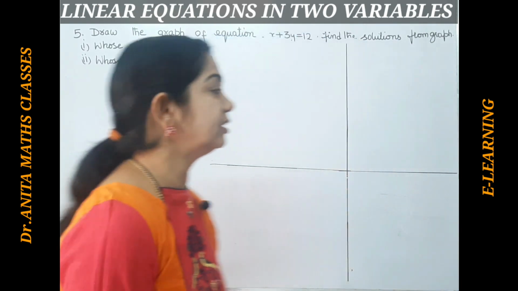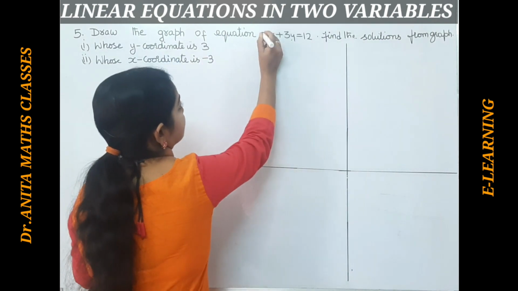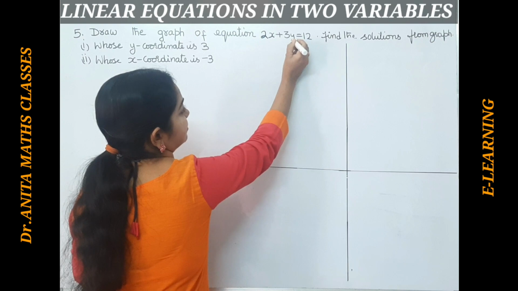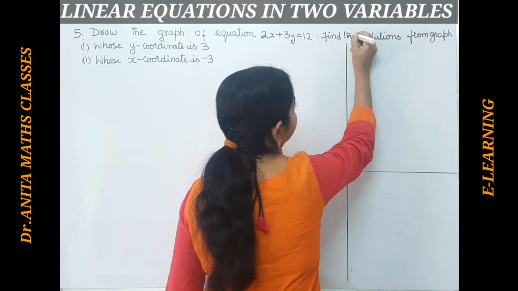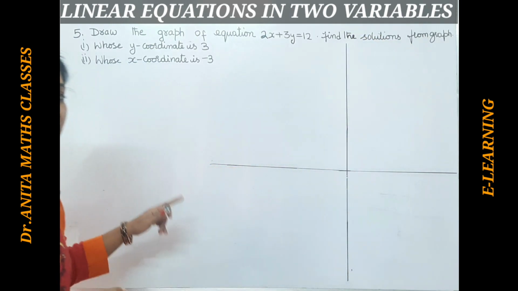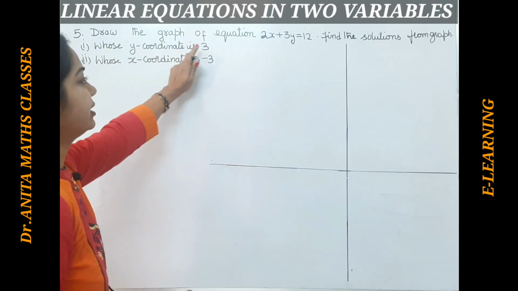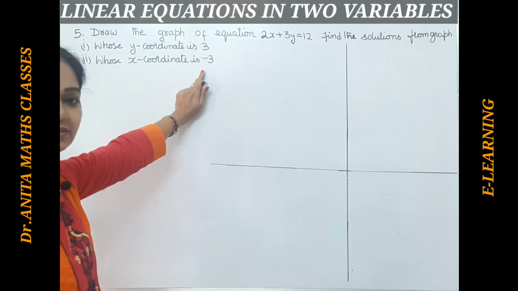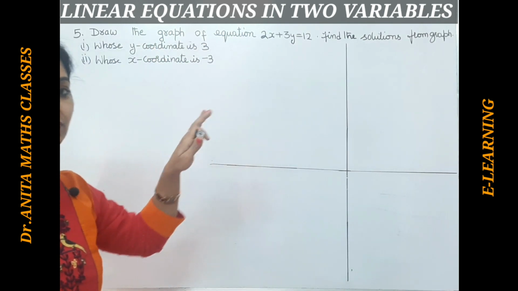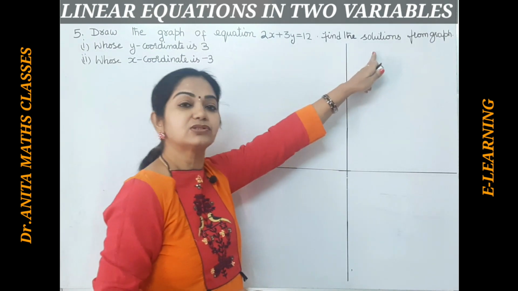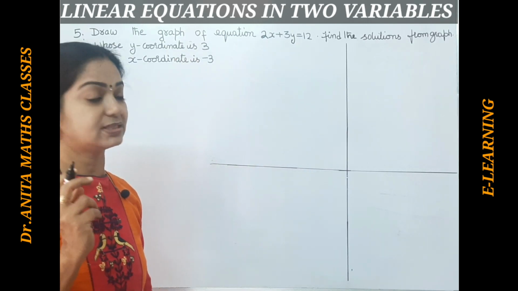Now here I have noted down the fifth problem. Draw the graph of the equation 2x plus 3y equals 12. Find the solutions from the graph. So we should find the solutions from the graph only, not by substituting the values. Here, given the y coordinate is 3, find the x coordinate, and given the x coordinate is minus 3, find the y coordinate. We have to find the other coordinates, that means we need to find the solutions from the graph itself, not by mere substitution.